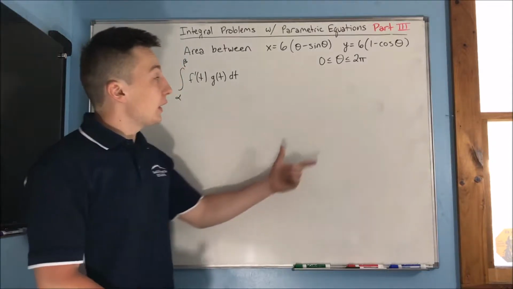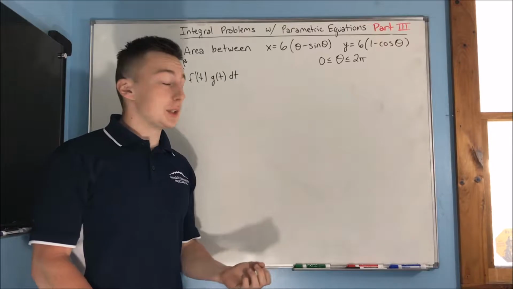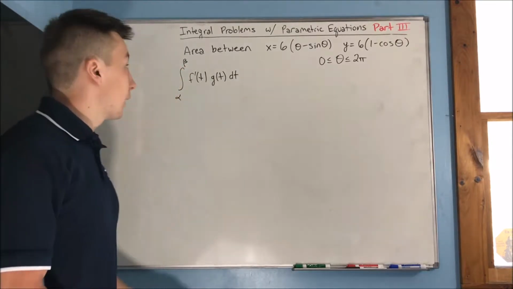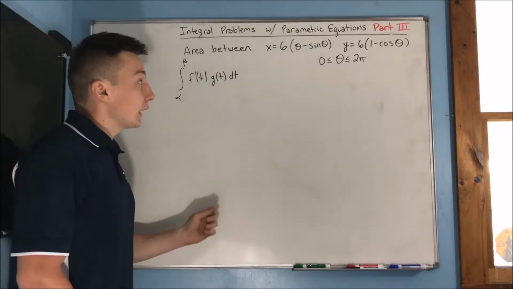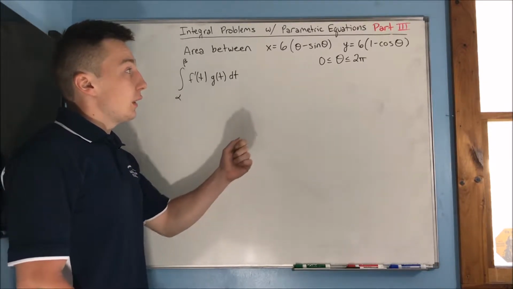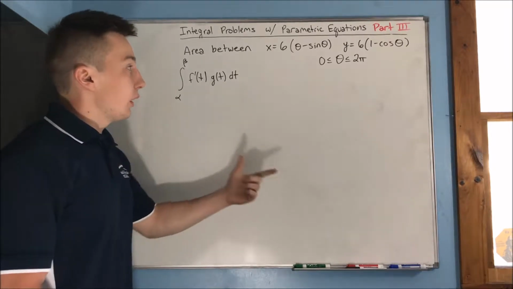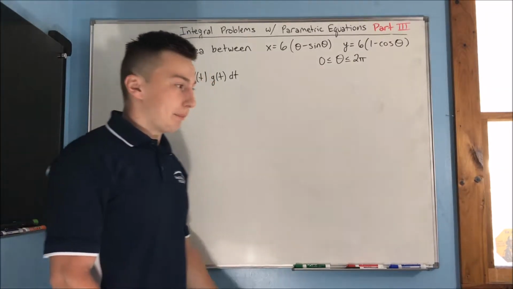Alright, so this is going to be video 3 of integral problems with parametric equations. Okay, so we have our problem up on the board here. We need to find the area between x equals 6 times (theta minus sine theta) and y equals 6 times (1 minus cosine theta). Okay, and we have our interval from 0 to 2 pi.